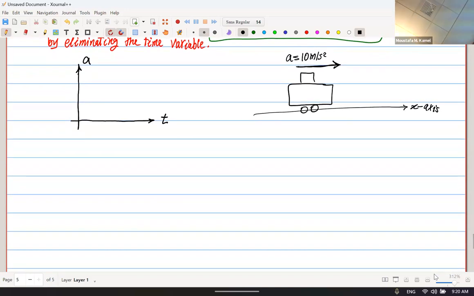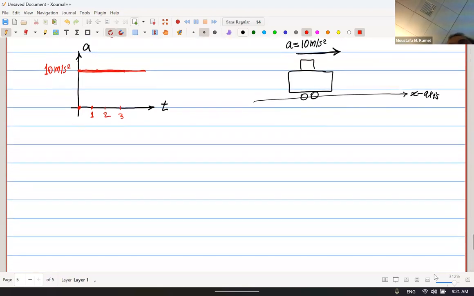Since it's a constant acceleration, if you look at it at time t equals 0, it's 10. At time 1, it's 10. At 2, it's still 10. At 3, it's still 10. So when you connect all the dots together, the acceleration graph is just a straight line at 10 meters per second squared.